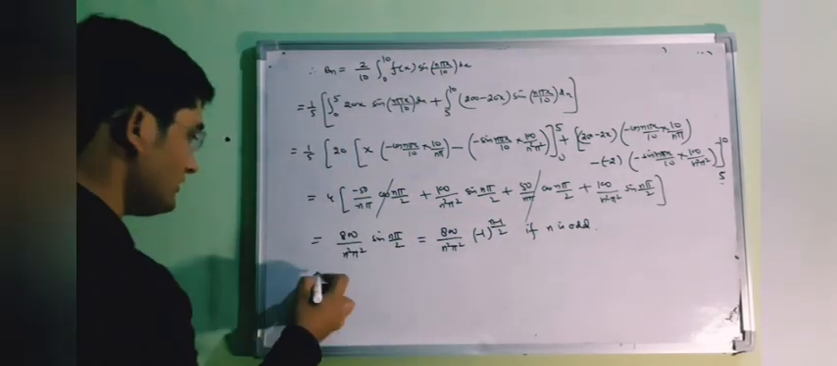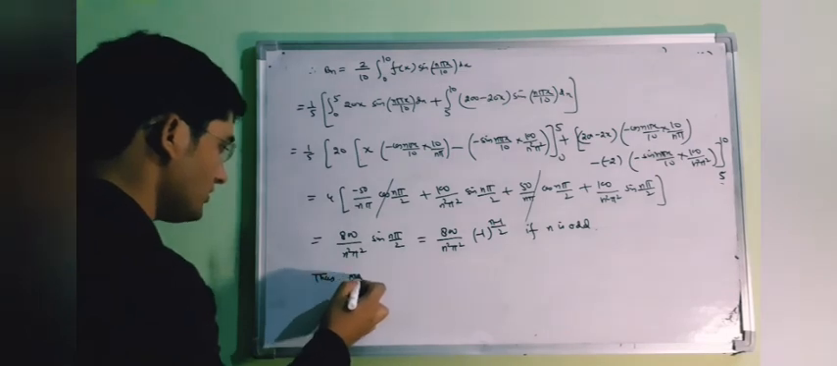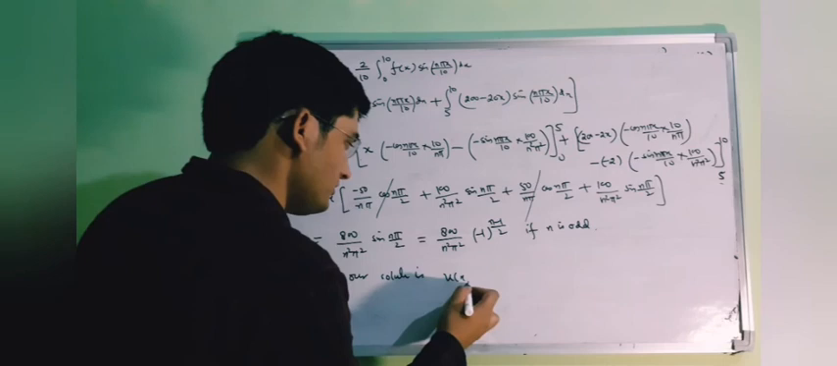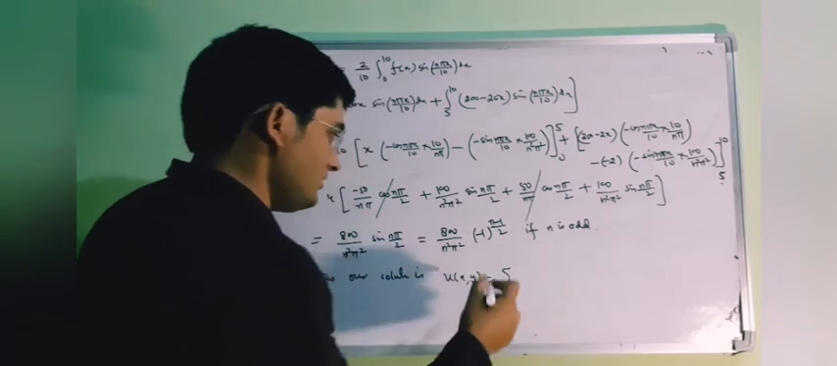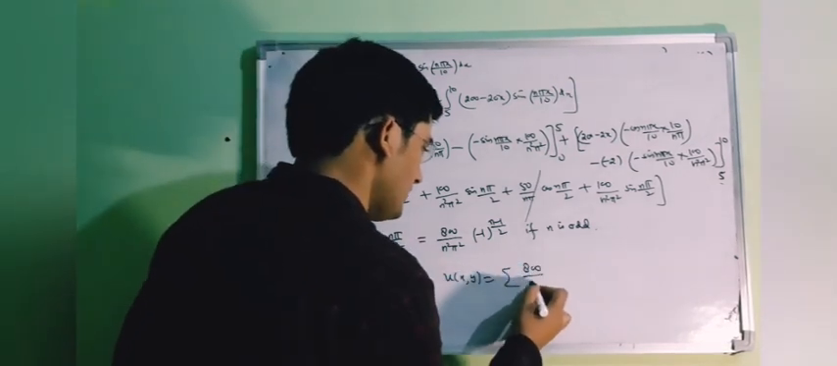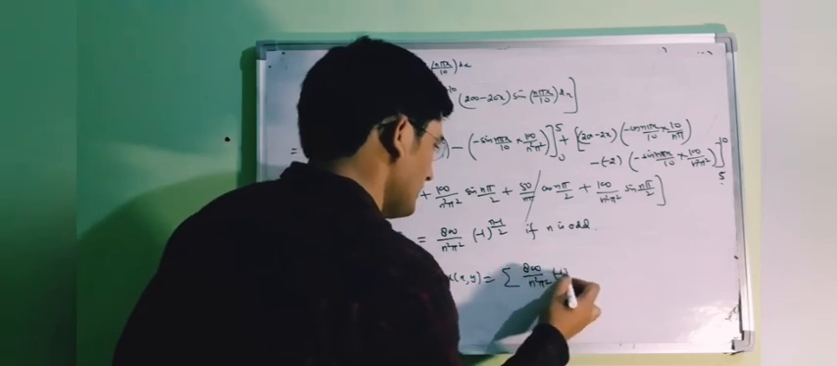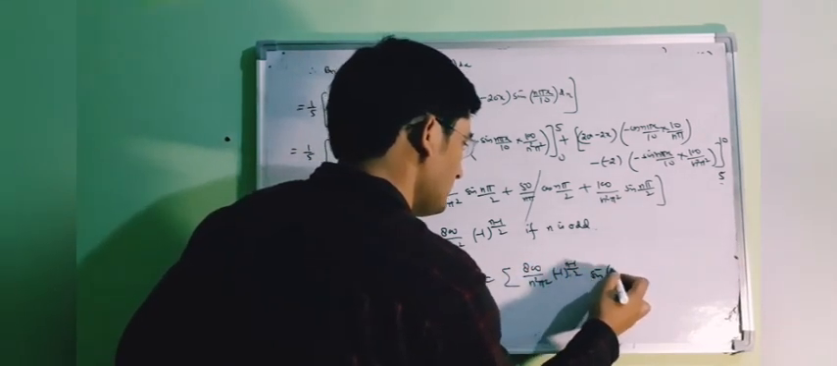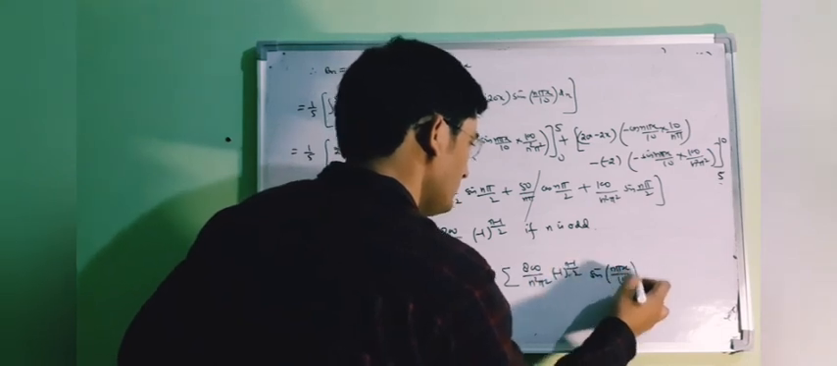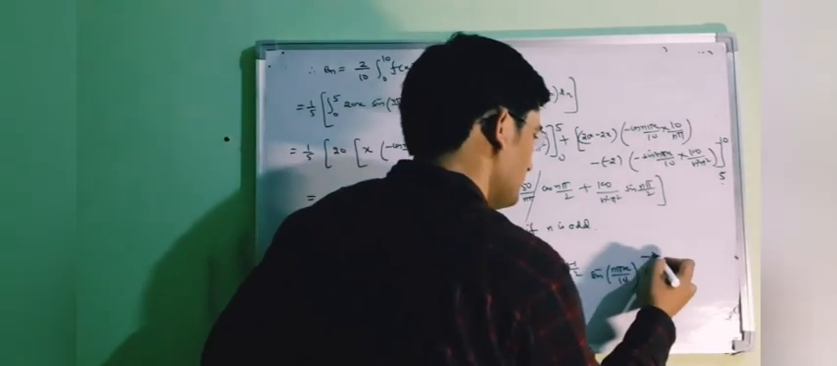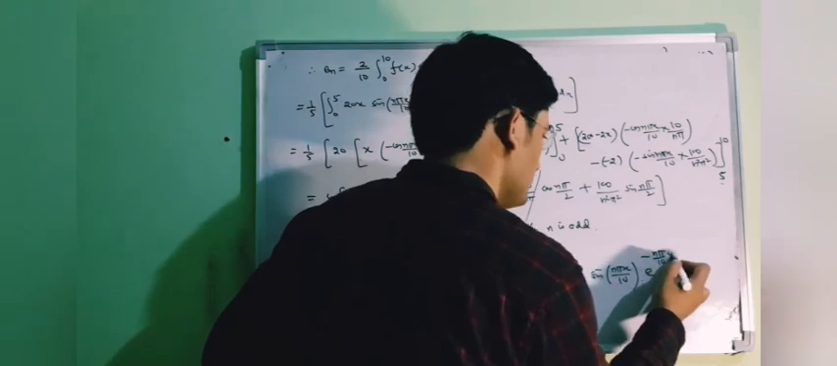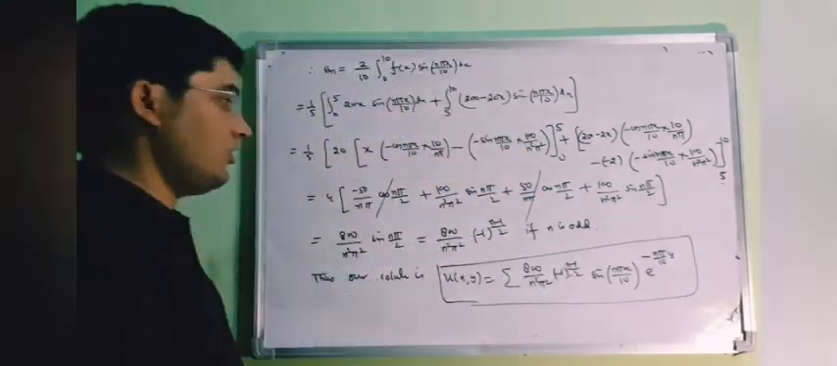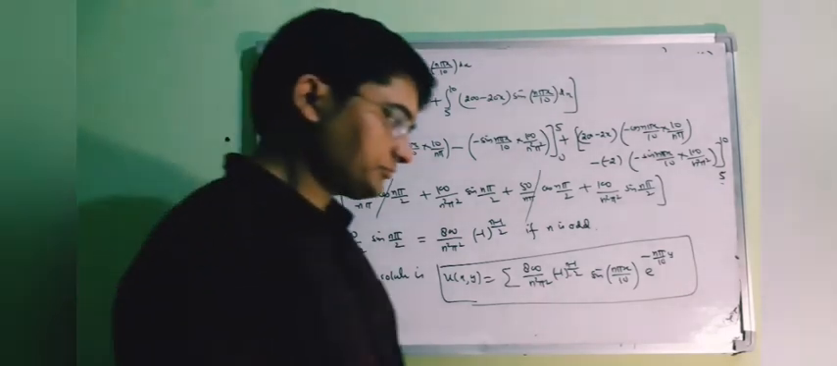So thus our solution is: Bn means 800 upon n squared π squared, minus 1 to the power (n minus 1) by 2. Then we have the term of sin(nπx/L), that means 10, into e to the power minus λy, where λ is nπ upon 10. So this is your solution of the Laplace equation.